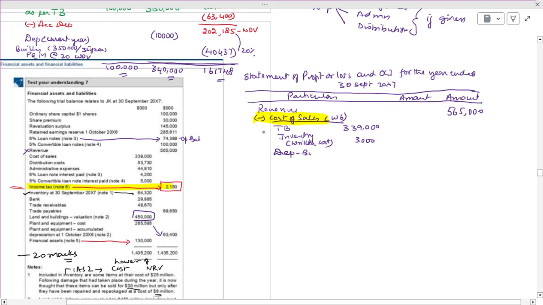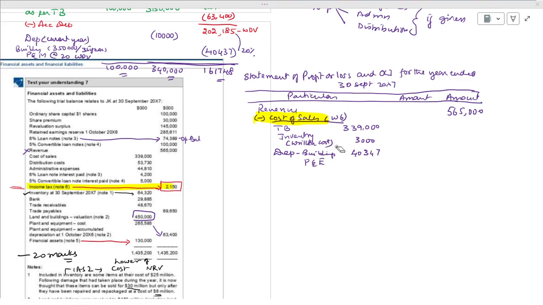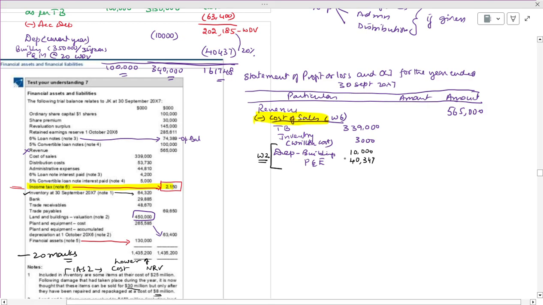Is the depreciation for buildings? How much have we calculated for depreciation on buildings? Note number 2. Is it right? How much is for plant and equipment? Sorry, this is plant and equipment. Excuse me. Is it right? This is for plant. Buildings is 10,000. Plant and equipment is 40,347. Is it right? Where have we done this? We have done it in working 2. Are you clear about this?